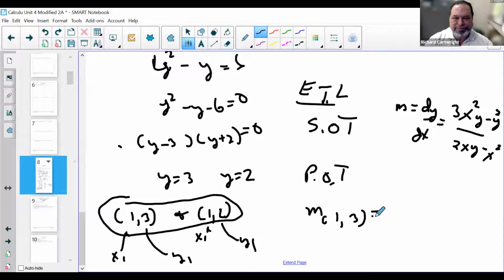So I'm going to plug (1, 3) in there. 3 times 1 squared is 3, and times the y, which is a 3, minus y squared, which is a 9, over 2 times 1 is 2, times the y, 2 times 3 is 6, minus the x squared, I think is what she said. So that's going to be a 1. So the slope of that point is 0. I hope.